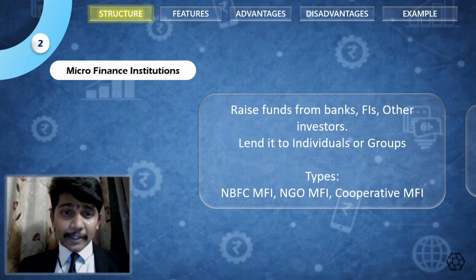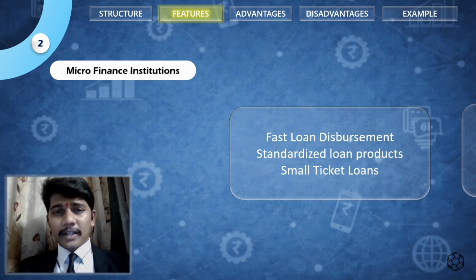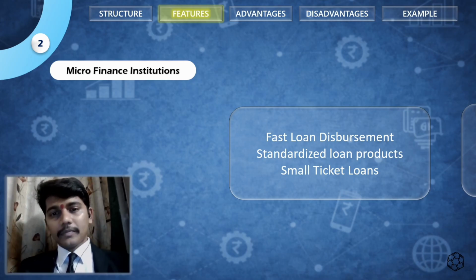Moving to the advantages. Since it's a small ticket loan, the repayment cycle is very short, as well as the loan disbursement is fast, and there is a high outreach, as they are spread into the rural areas, and mostly these loans are unsecured loans, that is, there is no collateral. Going to the disadvantages.